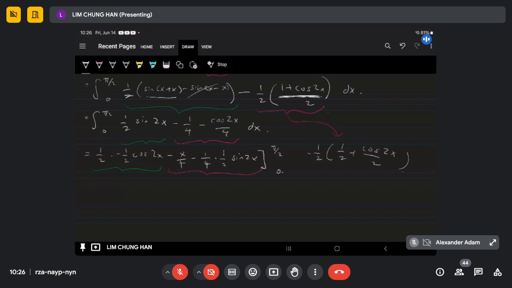Okay. Then I finished the integration. All you have to do now is substitute your pi over 2 in there, substitute your 0 in there. The final answer, you finish the rest on your own. The final answer should be 4 minus pi divided by 8. Okay, you should get this as your final answer.